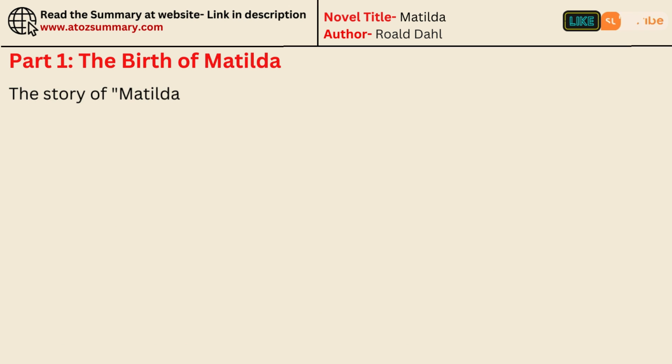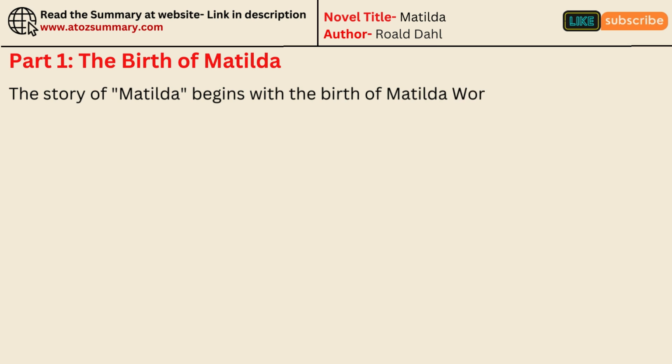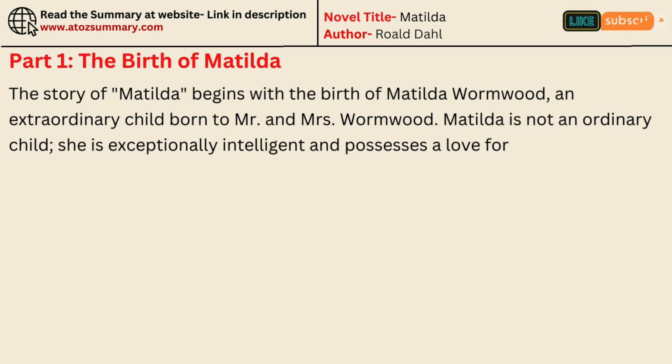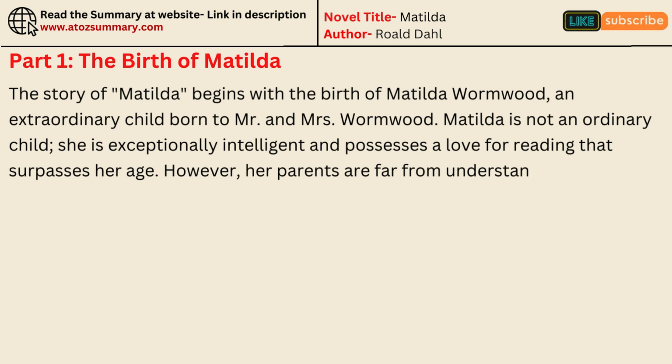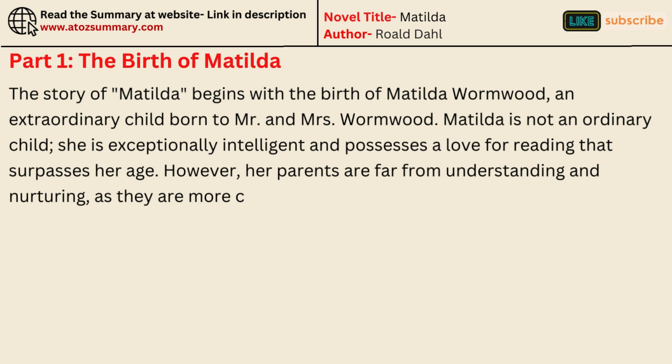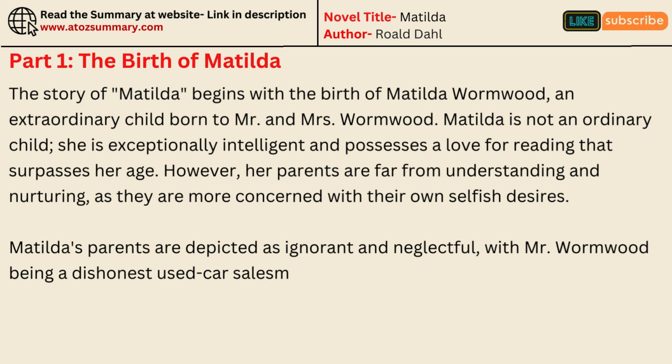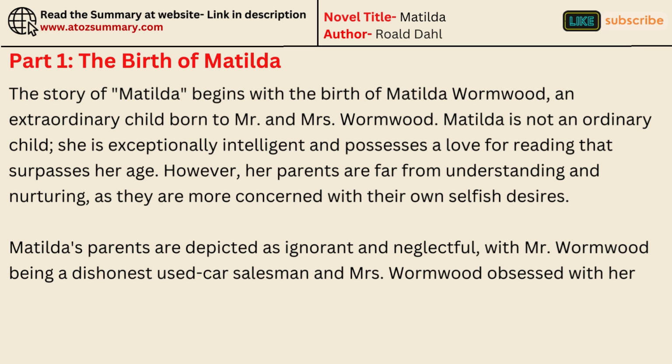The story of Matilda begins with the birth of Matilda Wormwood, an extraordinary child born to Mr. and Mrs. Wormwood. Matilda is not an ordinary child. She is exceptionally intelligent and possesses a love for reading that surpasses her age. However, her parents are far from understanding and nurturing, as they are more concerned with their own selfish desires. Matilda's parents are depicted as ignorant and neglectful, with Mr. Wormwood being a dishonest used car salesman and Mrs. Wormwood obsessed with her looks and bingo.